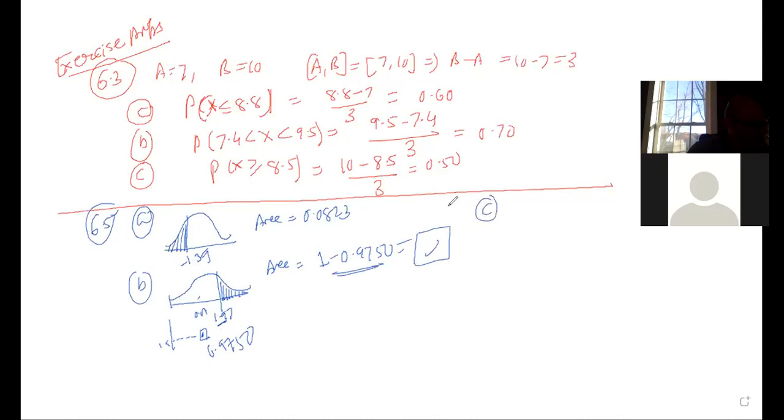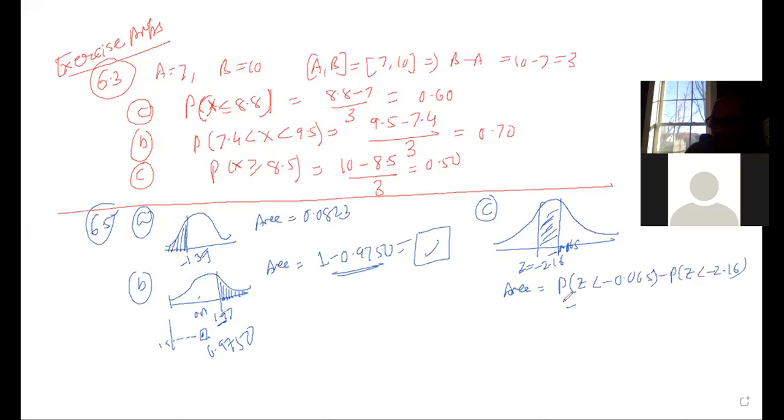Then I would like to go for the C part. C part says between Z equal to negative 2.16 and 0.065, somewhere over here, negative 0.065. So we are looking for this area. The probability is equal to probability of Z less than negative 0.065 minus probability of Z less than negative 2.16. Here you're going to get 0.2578 minus 0.0154, and the number you get is the answer.